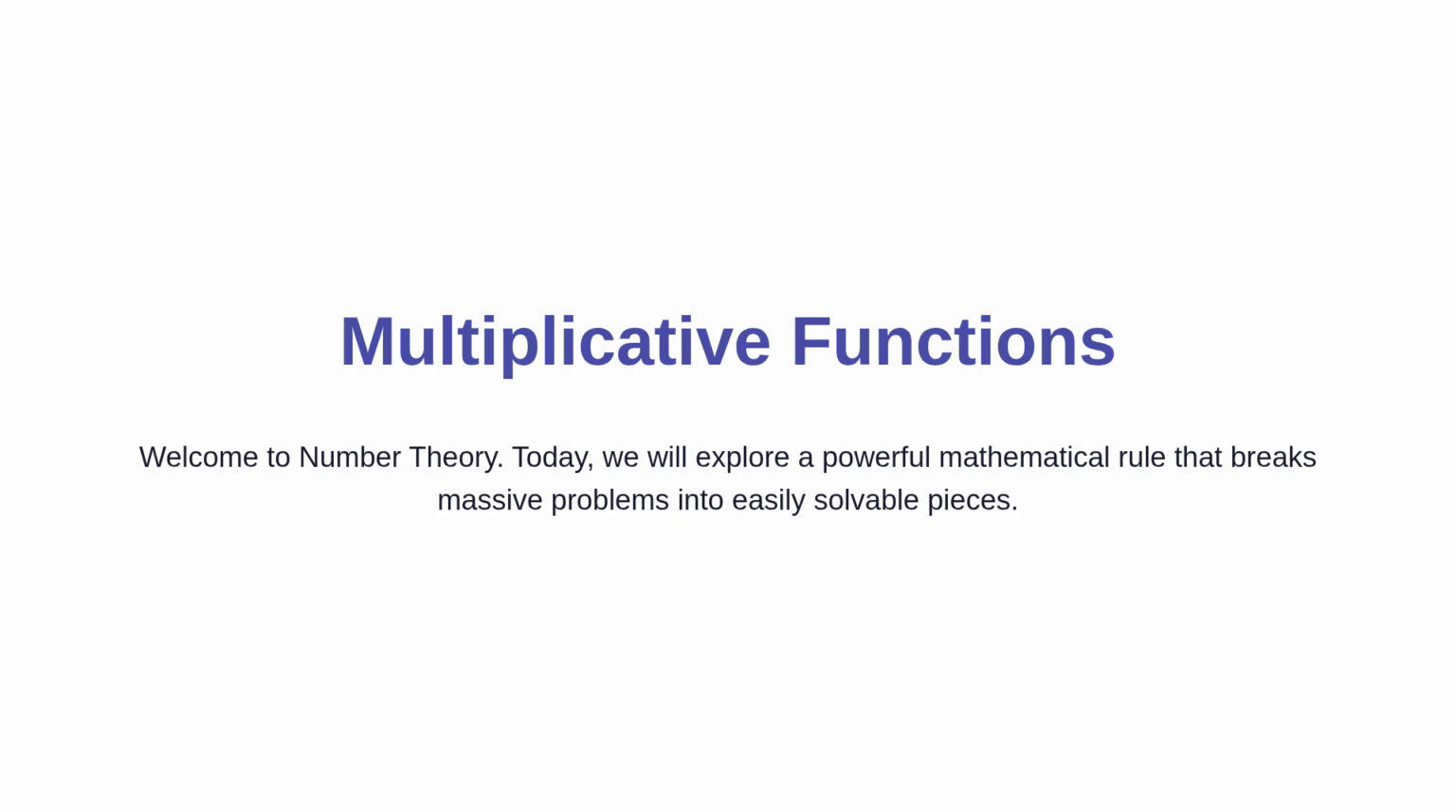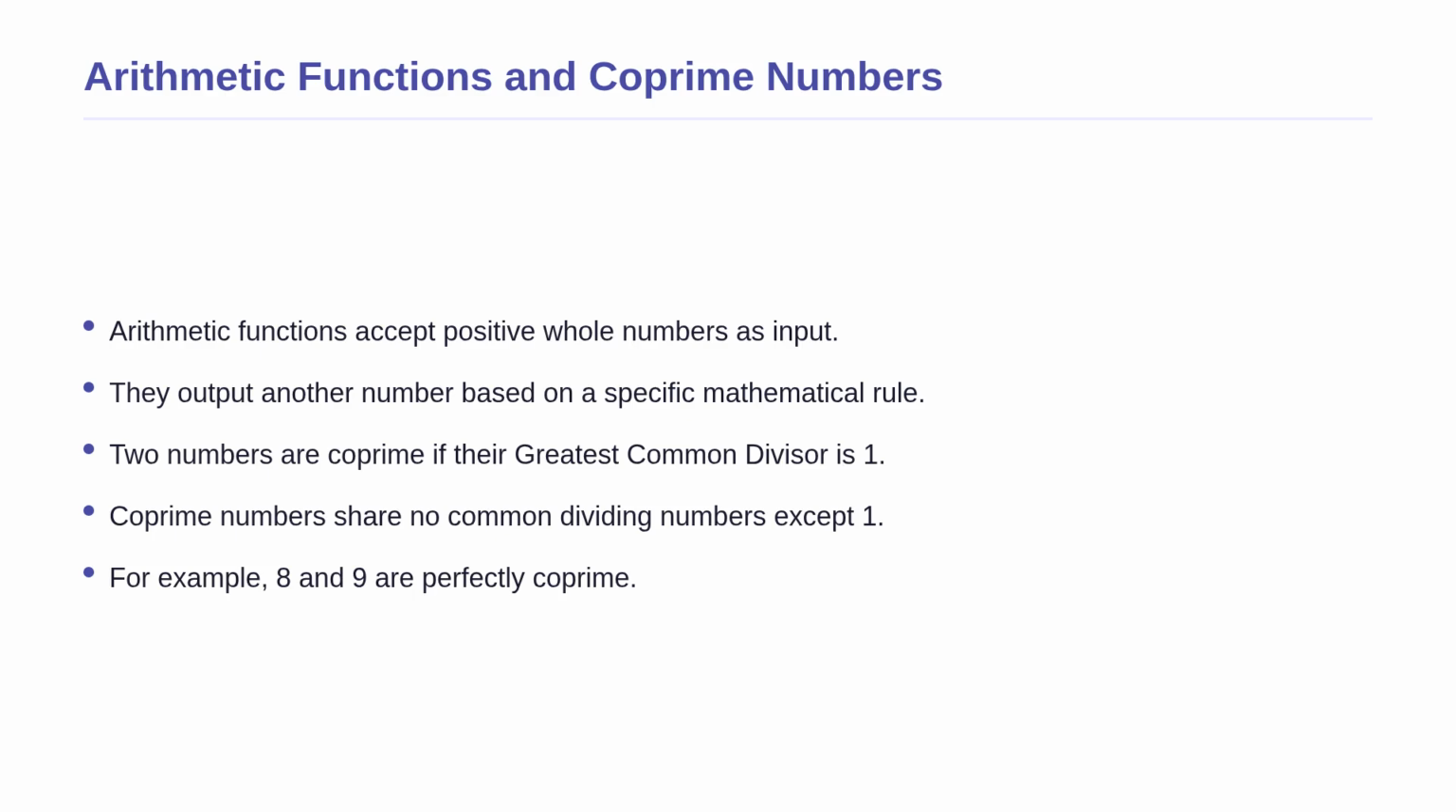In number theory, a multiplicative function behaves exactly like this efficient factory. It is a mathematical rule that perfectly splits apart when you feed it numbers that share no common basic ingredients. Let us dive in and see how this works. Before we look at the formula, we need to understand the two foundational ideas behind this concept.